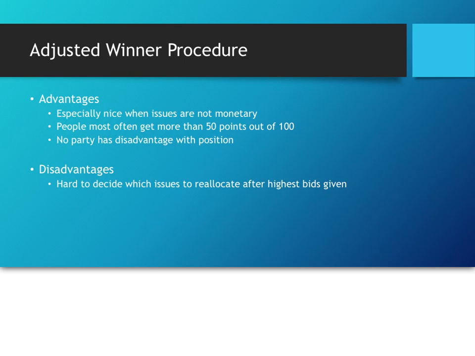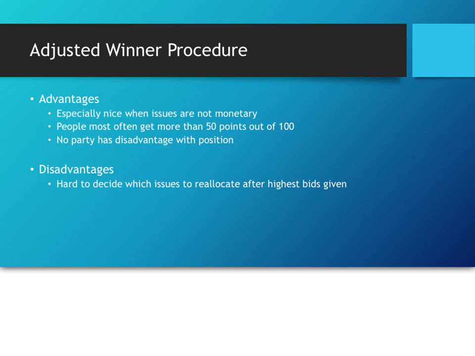Now, the disadvantage is sometimes it's hard to decide how to reallocate after the highest bid wins. Okay, and that's kind of a big deal sometimes. Do you get rid of issue number 2 or 3, or those kinds of things? So sometimes that's hard. Also, while person A may get 65% of their point values, person B may end up with only 60%, or person B may end up with 70%. So they might not be exact perfection with reallocation ideas.